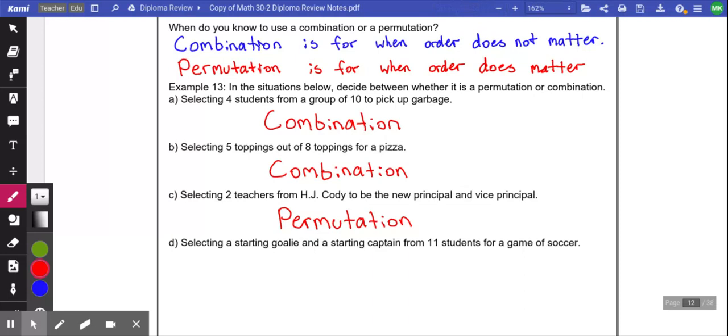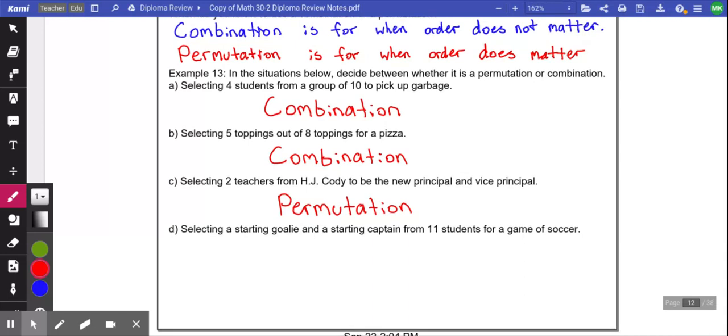And you look at D, for instance, you are selecting a starting goalie and a starting captain from 11 students for a game of soccer. Notice that I'm giving them jobs, right? The first person will be the goalie. The second person will be the captain. That is giving them jobs. If you don't want to be goalie, you definitely don't want to be the first person picked. So this is a permutation because the order matters in which I'm picking them.